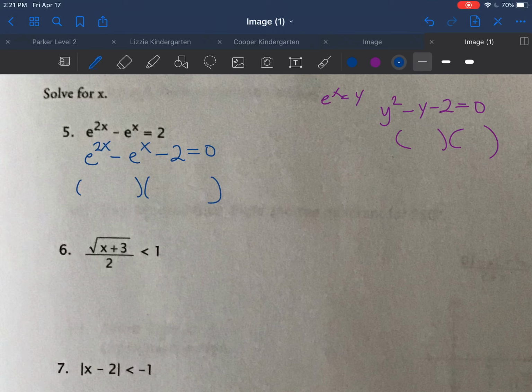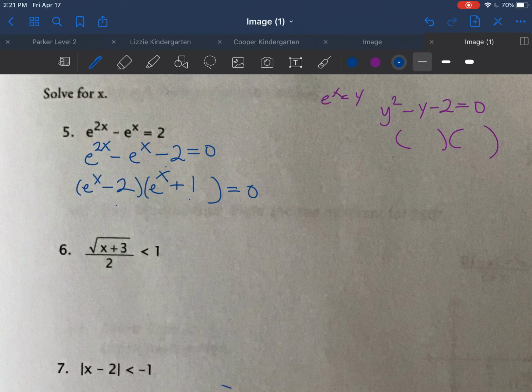We're going to factor this. e to the 2x would be e to the x times e to the x. What multiplies to be negative 2 but adds to be negative 1 would be minus 2 plus 1, because negative 2 times 1 is negative 2, and negative 2 plus 1 is negative 1. So that's my factored form: (e^x - 2)(e^x + 1) equals 0.